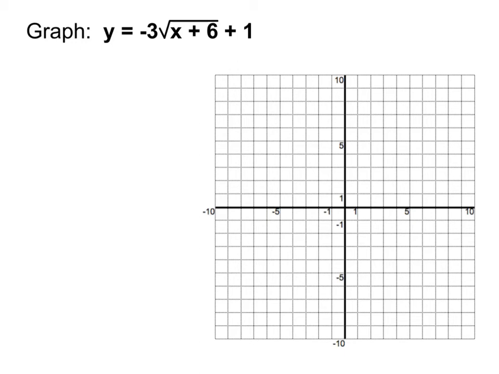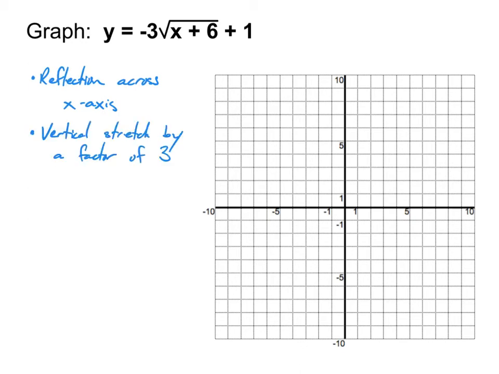The first thing I'm going to do is note what each of the transformations are in this particular equation. The negative is a reflection across the x-axis. The 3 that's being multiplied by the radical is a vertical stretch by a factor of 3. The plus 6 is going to shift it all left 6, and the plus 1 is going to shift everything up 1. So I'm going to put my first point where those shifts are taking me, which is left 6 and up 1.